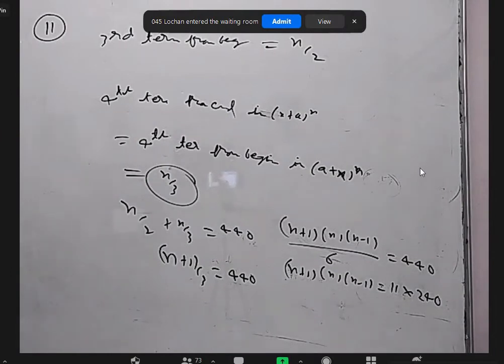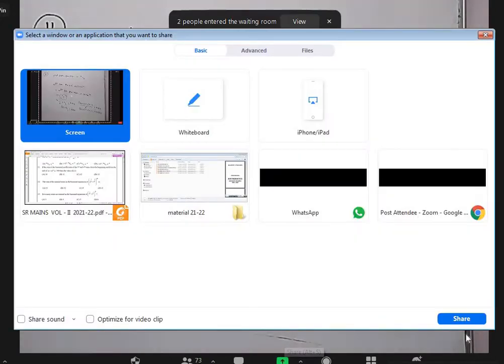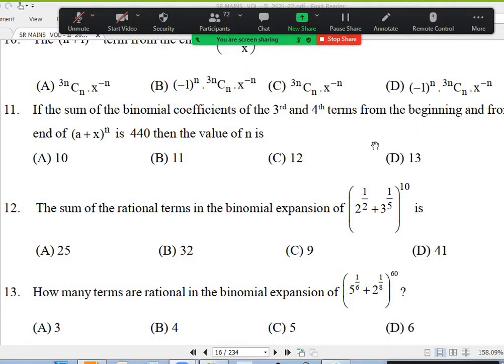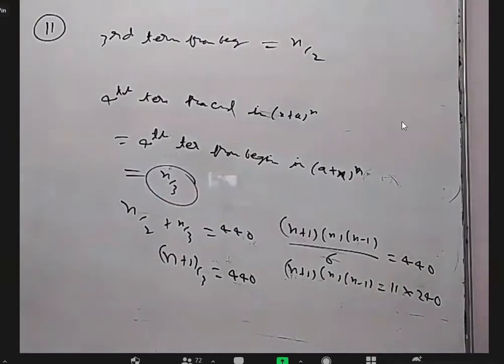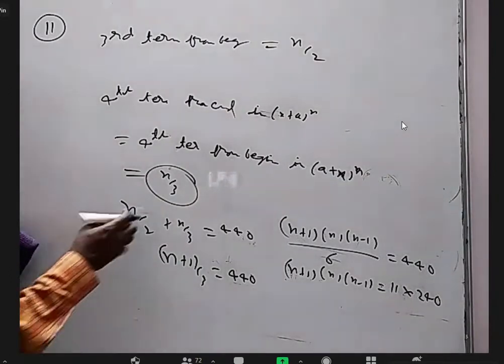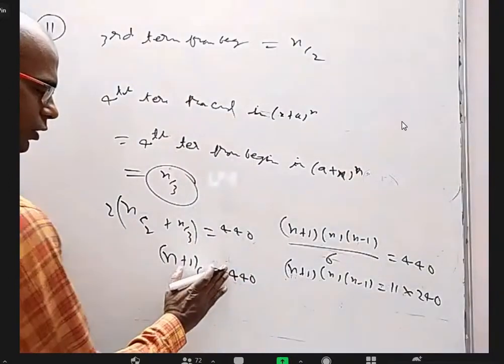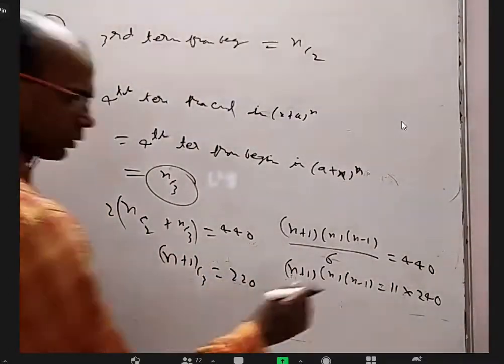Have they given 440 only in the question? It's the sum of binomial coefficients. I think they're talking about 4 terms then: third term and fourth term from the beginning, and third term, fourth term from the end. Maybe the question is from the beginning and from the end both. So this is 2 times this. Okay, then it will not be 440. This will be 220.